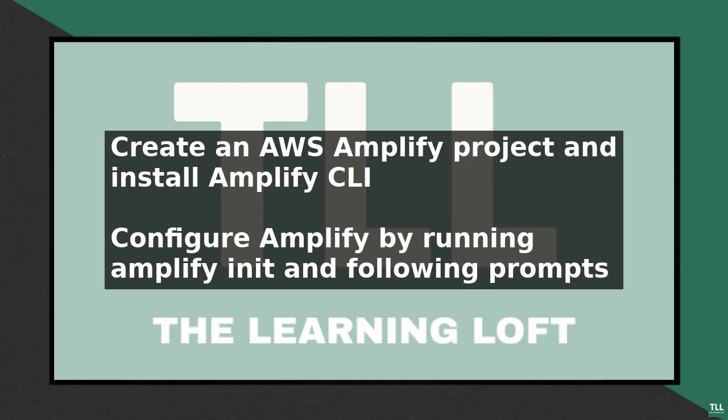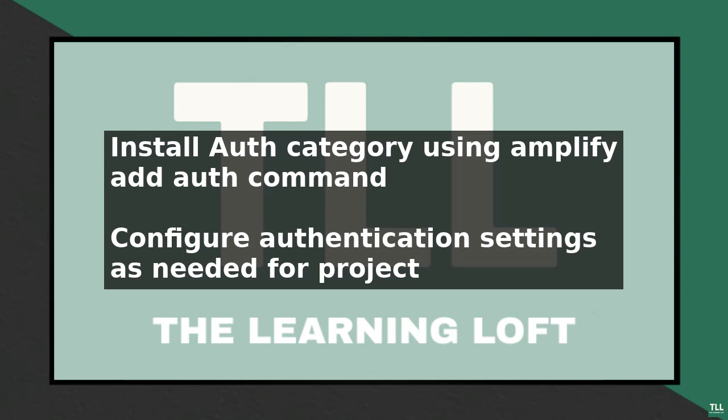After configuring authentication, enable MFA by running the command Amplify update auth and selecting the option to enable MFA. You will be prompted to choose an MFA method, such as SMS or Authenticator app. Choose the desired MFA method and follow the prompts to complete the setup.